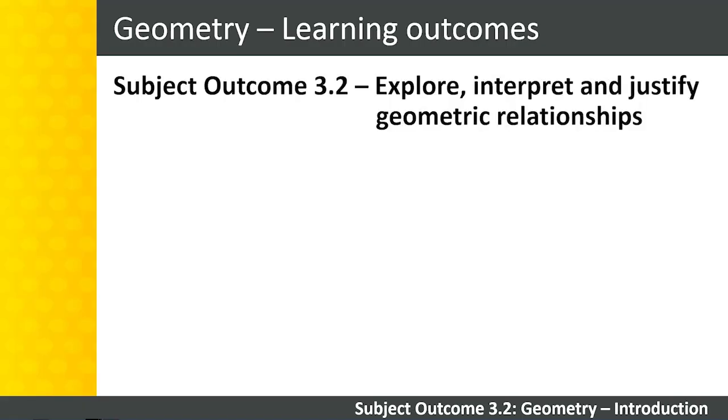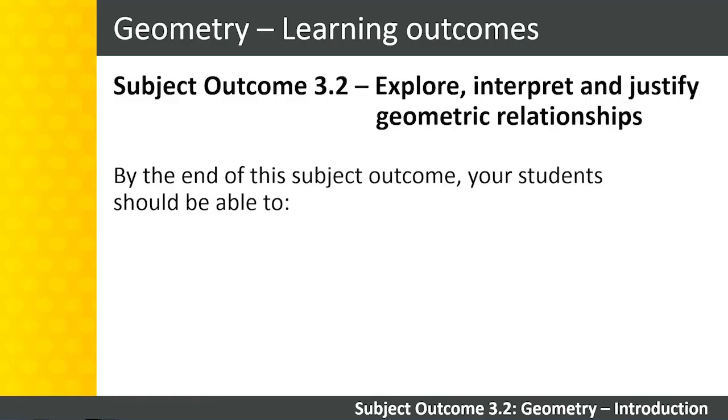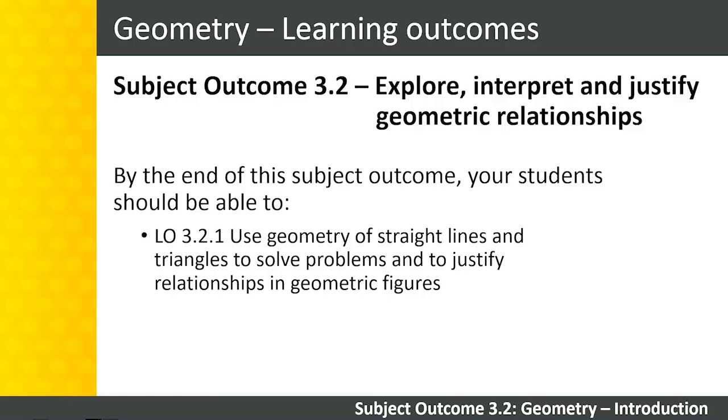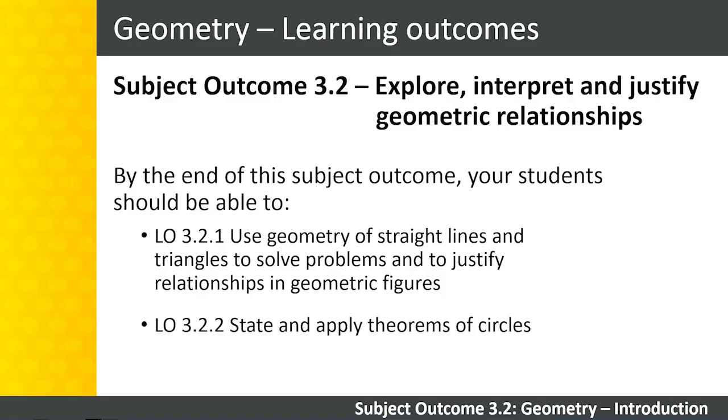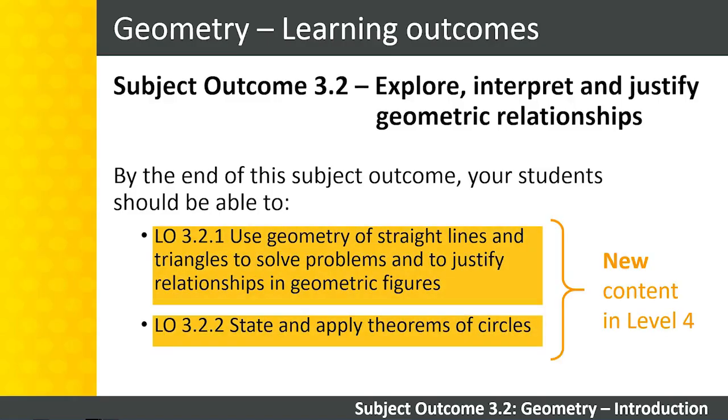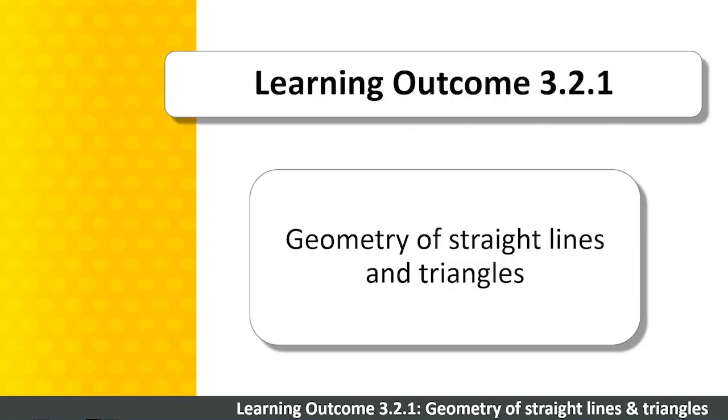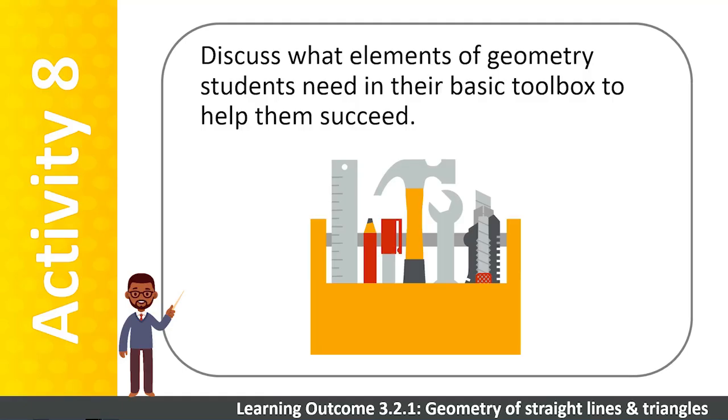Subject Outcome 3.2, Explore, Interpret, and Justify Geometric Relationships. By the end of the subject outcome, students should be able to use geometry of straight lines and triangles to solve problems and to justify relationships in geometric figures. State and apply theorems of circles. Both of these learning outcomes are new in Level 4. Learning Outcome 3.2.1, Geometry of Straight Lines and Triangles. We are going to start the session off with an activity. Please work in groups.